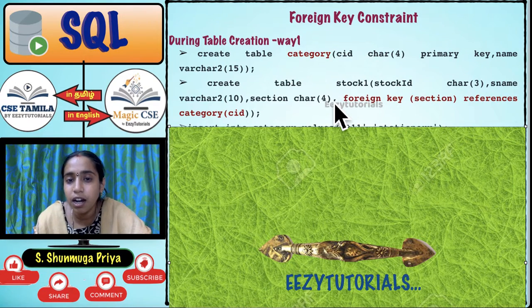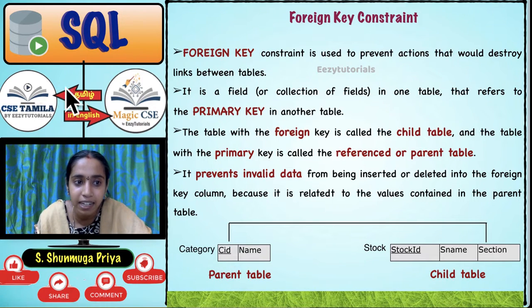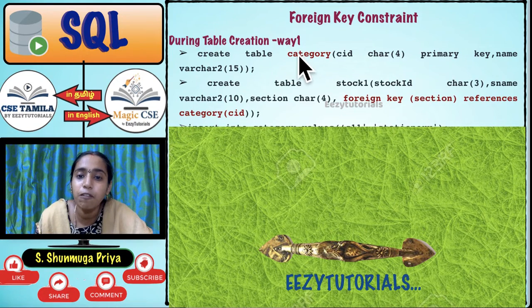Then which column? I am going to make this section column the foreign key, and this is referencing the category ID of the category table. So foreign key, in the bracket you have to give the column. So section, the column of this table. The references keyword should be used, then the name of the table is category. So it is referencing the table category and the column name is CID. That should be given in brackets. So here both the column names should be given in brackets.